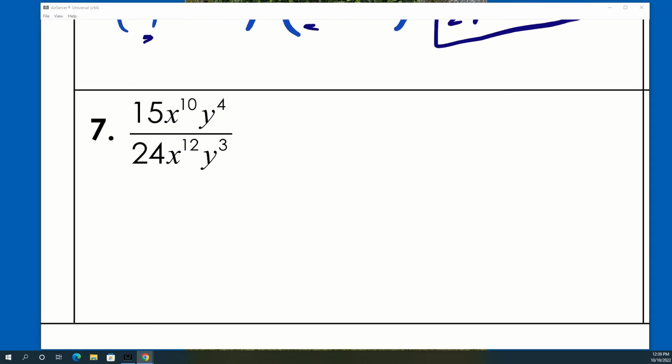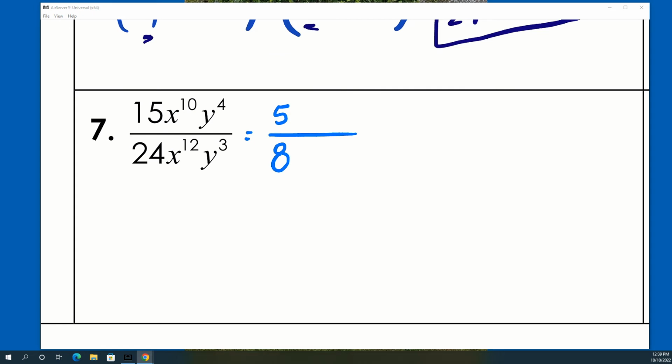All right, so on number 7, I might teach this differently than the other Algebra 2 teachers. I haven't really asked them about it. But I'll tell you what I think is the easiest for you to do, and then you can decide. But 15 over 24, you can just type that in the calculator if you want to, or you can think about what you can reduce 15 and 24 by, and that's going to be 3. So that reduces to 5/8.